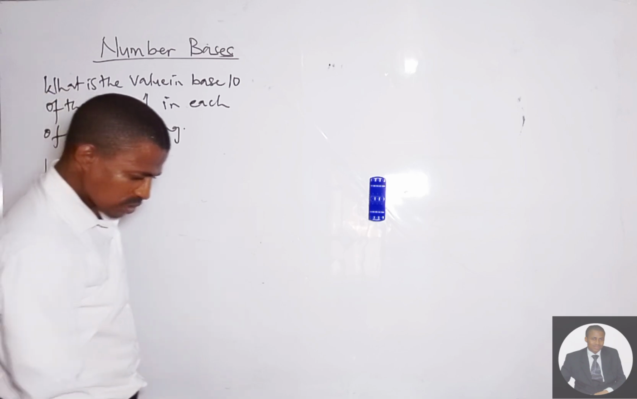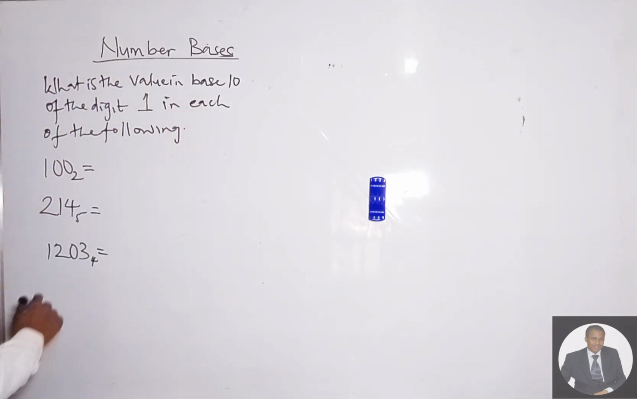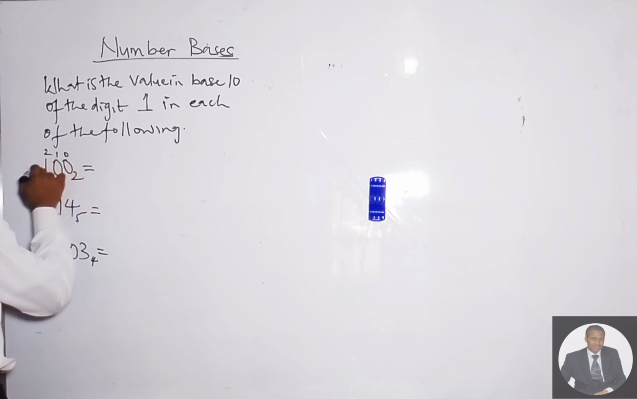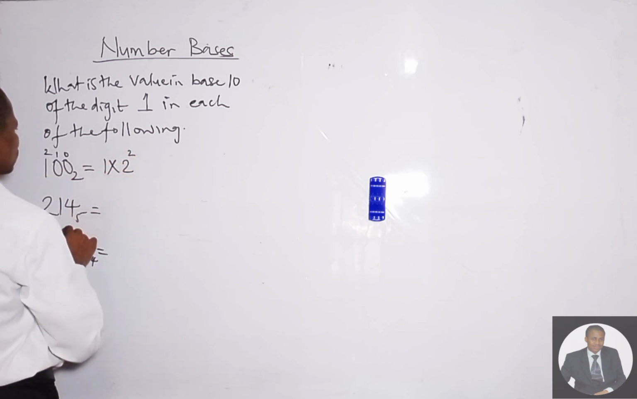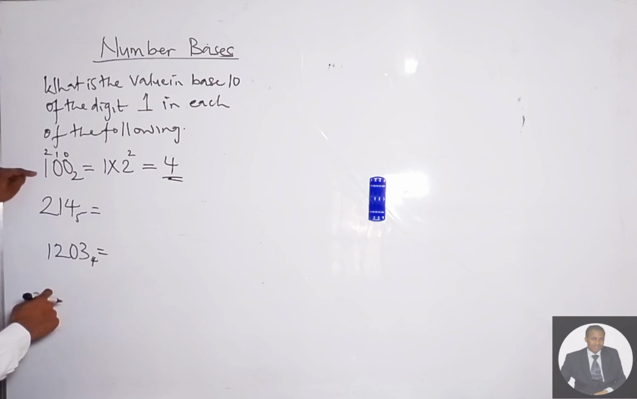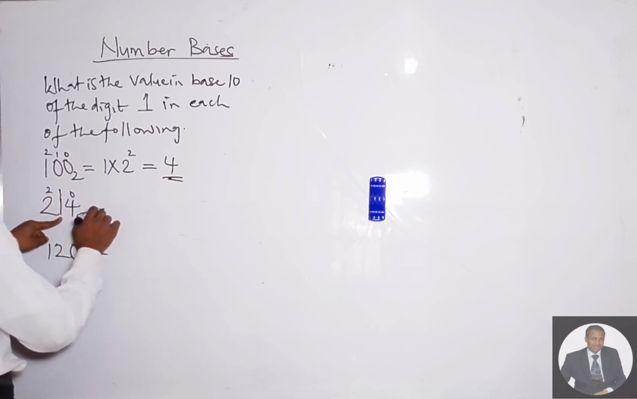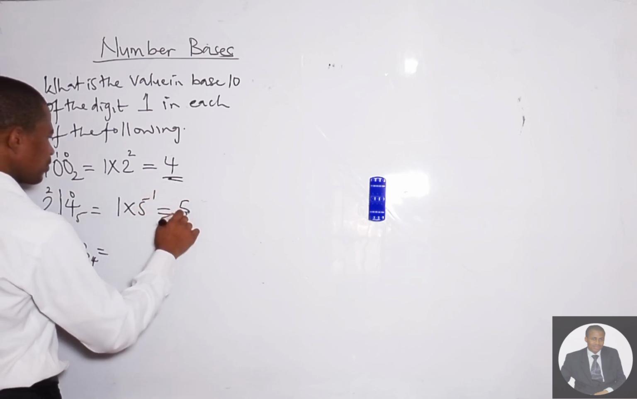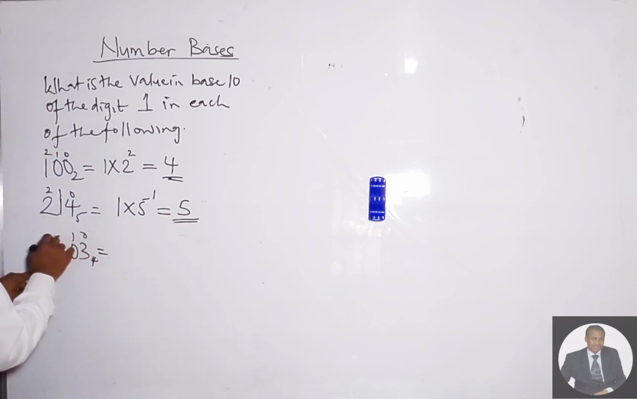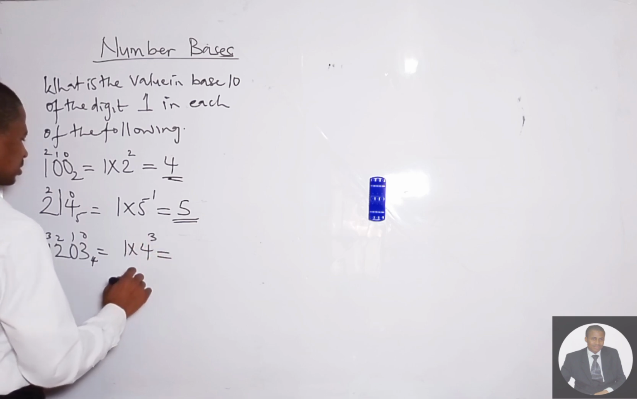We are asked what is the value in base 10 of 1. This 1 in 100 base 2, what is its value? Positions 0, 1, 2. That will be 1 times 2 raised to the power 2, and that is 4. So the value of this one is 4. What about this one in base 5? That will be 1 times 5 raised to the power 1. That's 5 times 1 is 5. So 5. Positions 0, 1, 2, 3. So this will be 1 times 4 raised to the power 3, and that is 64.